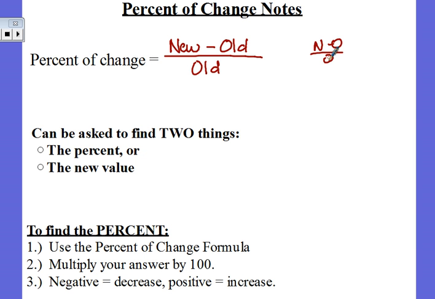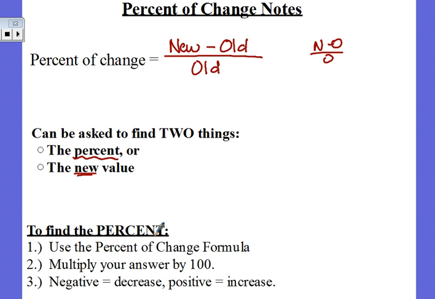We do percent of change when we're asked to find two things. So if we're asked to find the percent, we are doing this new minus old over old. We could also be asked to find that n part of the formula, and we'll talk about that in the second part of our notes today.